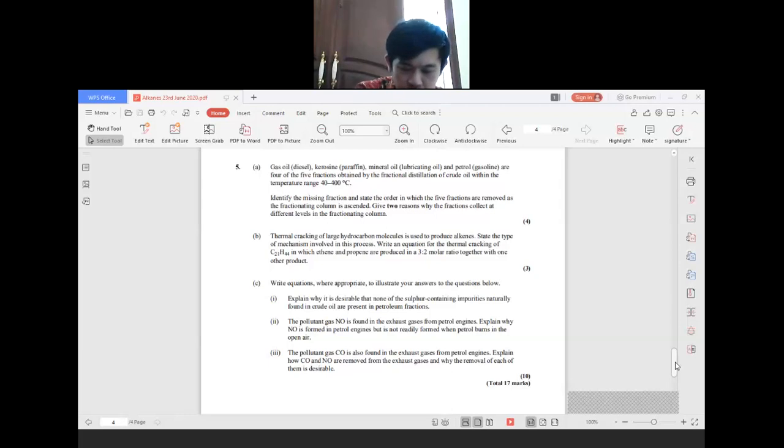Okay, and then state the order in which the 5 fractions are removed as the fractionating column is ascended. So the order is lubricating oil or mineral oil, and then the second is gas oil, and then there is kerosene, and then naphtha and petrol.